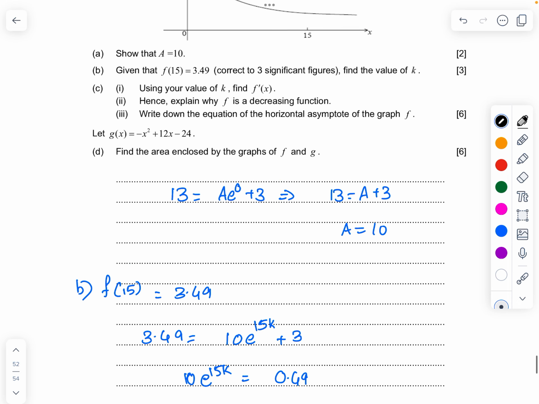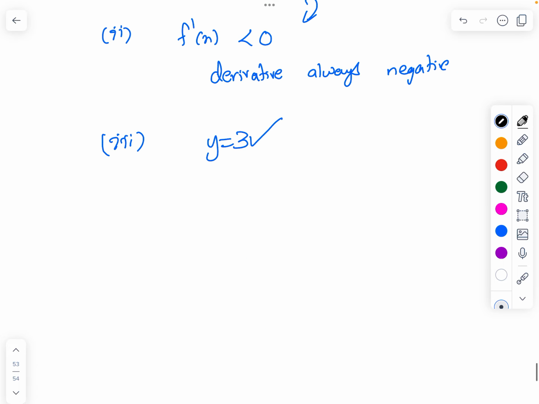Now x square minus 12x minus 24. You can plot the graph and do it out. When you plot the graph and find the limits, the points of intersection will be 3.8953 and 8.6940 from the GDC.